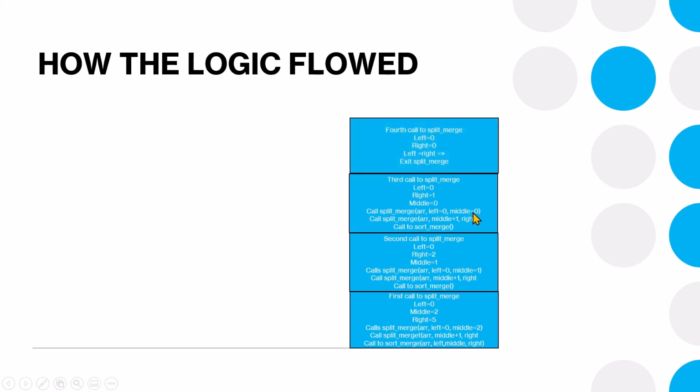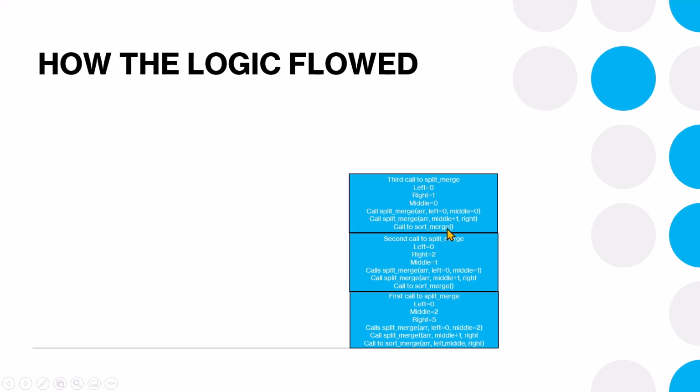Then we calculate a new middle, which is 0, and we call split merge with left 0 and middle 0. Because both of them are equal, we exit split merge, which brings us back to the point where we had called split merge. So we call split merge with array, middle plus 1, which is 0 plus 1, and right, which is already 1. Nothing happens there because these are equal. We exit that instance of split merge and we call sort merge, right? That's where E and F, or F and E, are put in order, right?